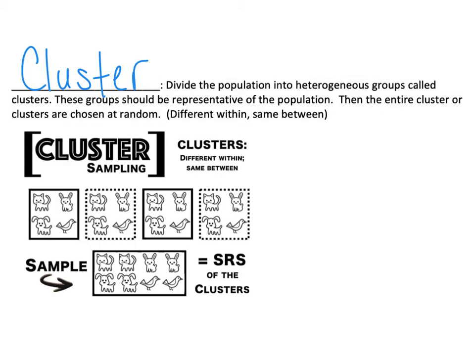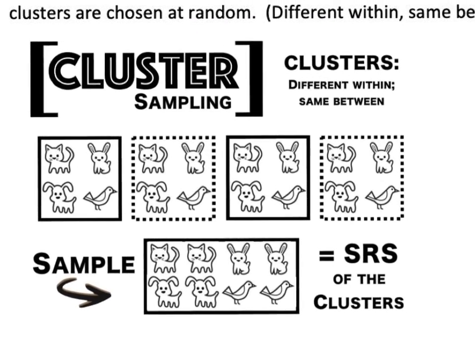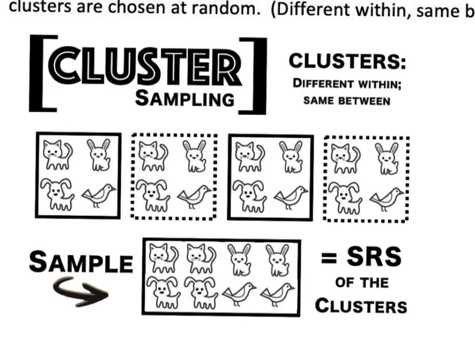In Miss Todd's picture here, she's showing you that my population is being separated into these clusters. Look at how all the clusters are kind of the same. The same between is what I mean, but different within each of them. So different within, the same between. Then you use your random generator to pick a few clusters. This is choosing this one and this one here, and you take everything within that cluster to make up your sample.